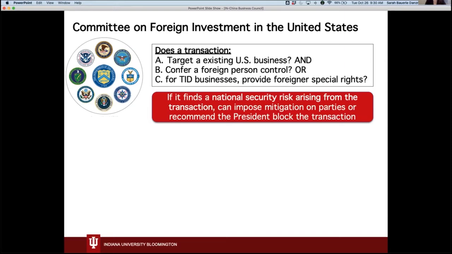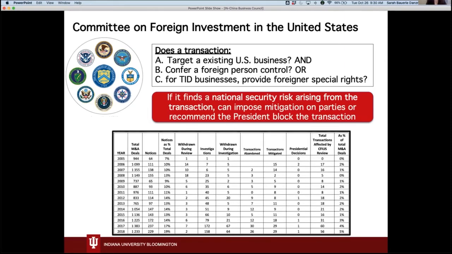So this table, which I hope that you can see, I've compiled from publicly available sources, and it provides details on CFIUS activities from 2005 to 2018. And you will see that presidential blocks are exceedingly rare. If I updated this to 2020, which recently the committee released information for 2019 and 2020, this really wouldn't change all that much. Presidential blocks are exceedingly rare.